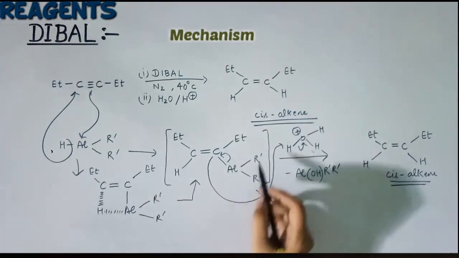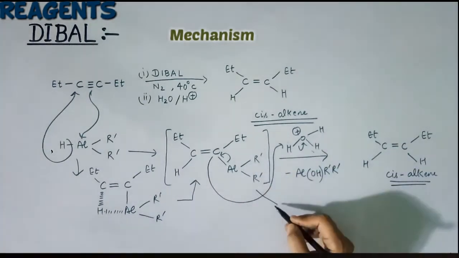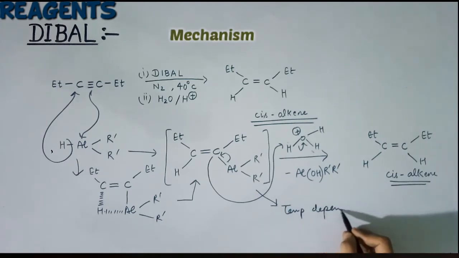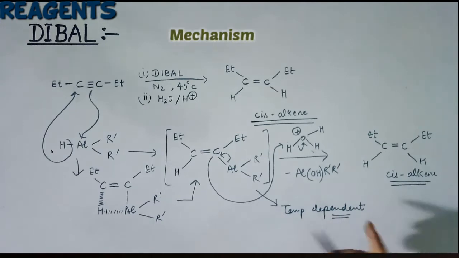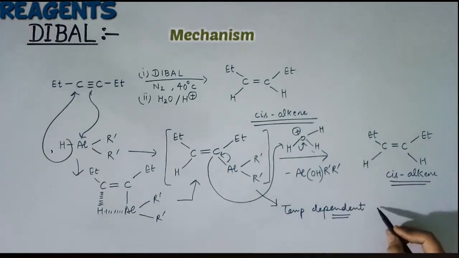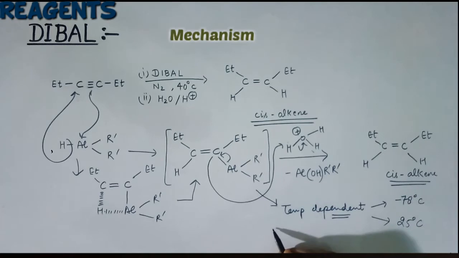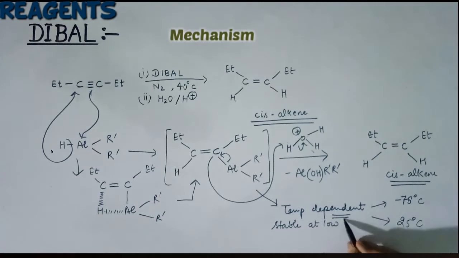Okay, so one more thing I want to add, that this is a tetrahedral intermediate that has been formed and it is temperature dependent. Okay, that is why the reaction is dependent on temperature, and at minus 70 degrees Celsius it performs a different reaction, and at room temperature it performs a different reaction, and we will see this in the next reactions also. One more thing, this tetrahedral complex is stable at low temperature. Okay, stable at low temperature, so please keep this in mind.